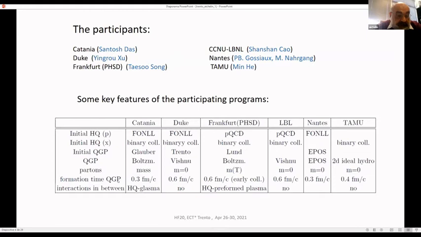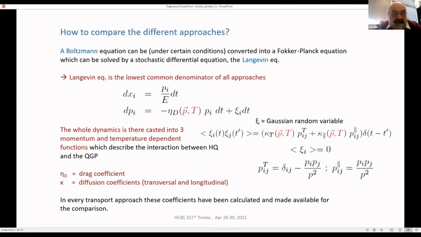We have different formation times of the quark-gluon plasma, which range between 0.3 Fermi and 0.6 Fermi. And the question is also addressed differently. What happens when the heavy quark is created? It happens relatively fast because we have a hard process and the plasma is not yet formed. So there are either some collisions or there are no collisions. All these details were different in the different approaches, and for this reason it was worthwhile to compare them.